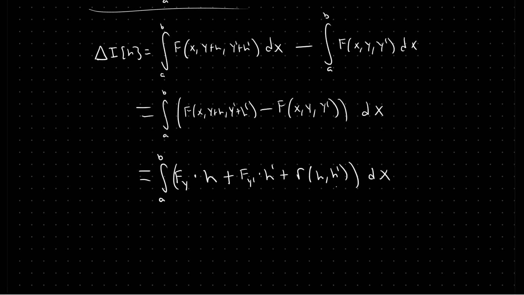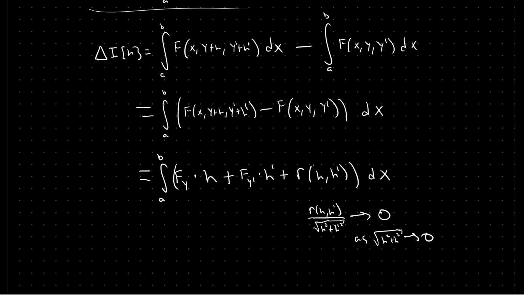So r is a term that goes to 0 with respect to the norm of h, the function h. This is the square root of h squared plus h' squared if we use the 2-norm, because this is the Taylor series expansion with respect to h and h'. So this has to go to 0 as h squared plus h' squared goes to 0.